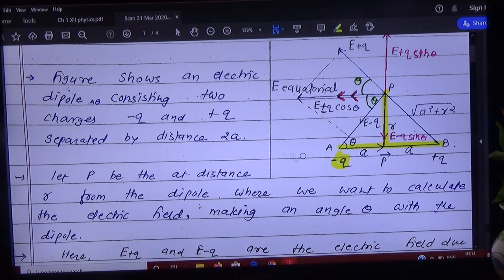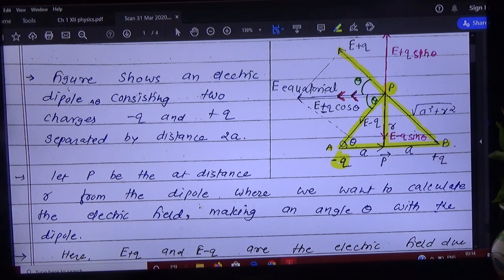AB here is a short electric dipole. Here is your A, here is your B, a short dipole. P is the equatorial point or the position where we want to find out the electric field. Now see, due to plus Q charge, electric field here is in this direction. Okay, and due to minus Q, which is repulsive. Remember, electric field due to plus Q is repulsive, and electric field due to minus Q is in this direction, which is attractive. That means minus Q is attracting P towards itself, and electric field due to plus Q is repelling point P away.